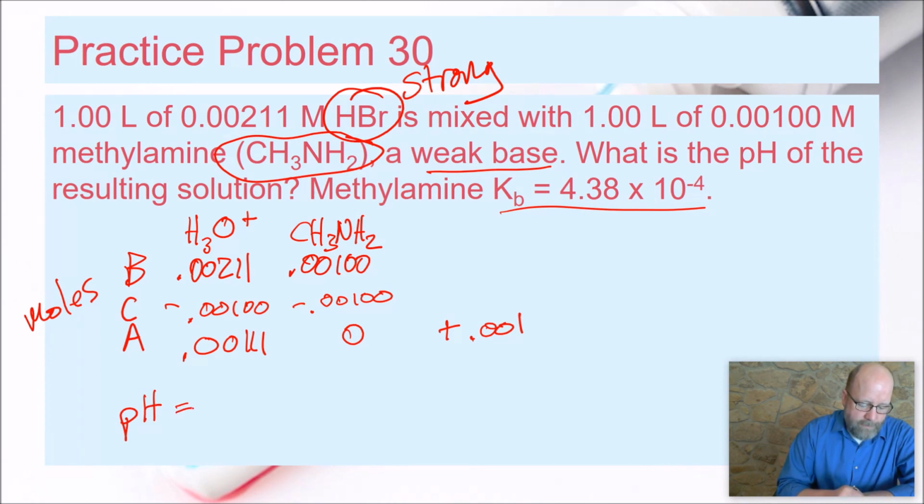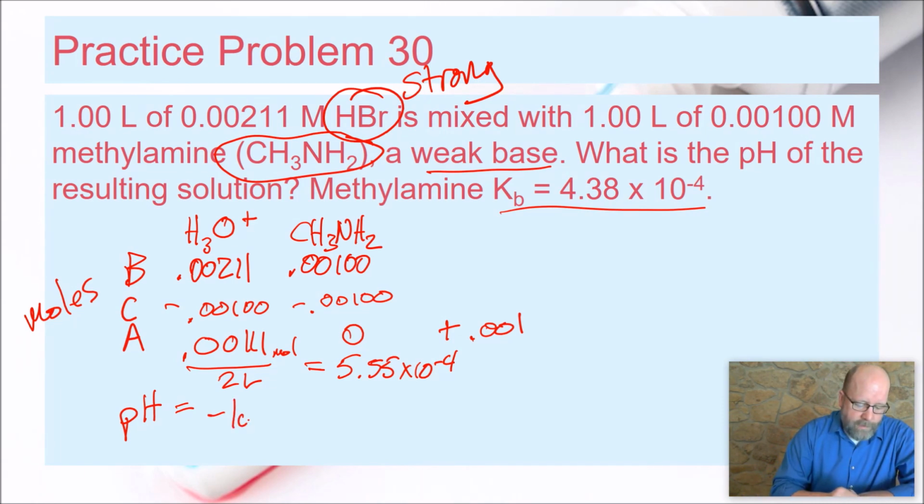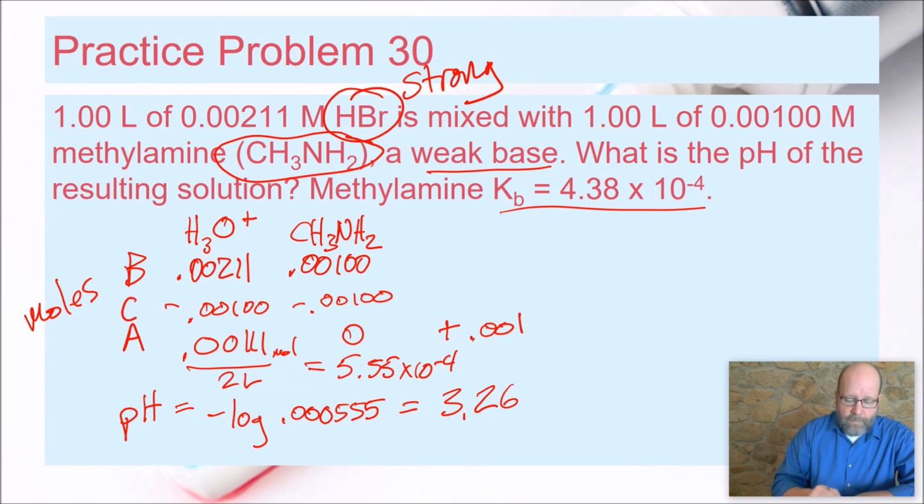First, I need to check my volume because remember, these are moles. I've got 1 liter, so this is in 2 liters. So I have to divide this by 2 to find the concentration. So this is moles per liter. And that actually gets me 5.55 times 10 to the negative fourth. So 0.000555. So I just got to do the negative log of 0.000555. That's fun. And that should get you, with 3 sig figs, 3.26. And that's our answer for that one.